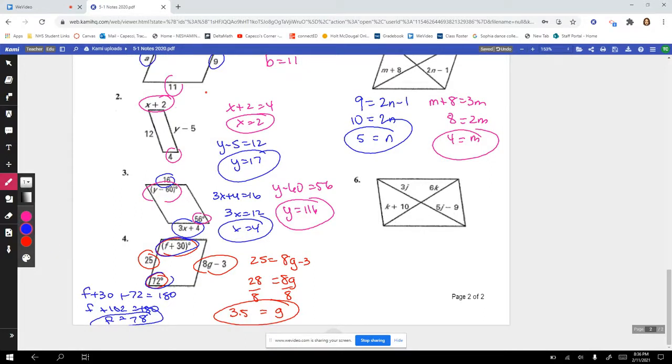Number 6, again, diagonal. So I have 3j is equal to 5j minus 9. So that gives me negative 2j is equal to negative 9. So j is equal to 4.5. And I have the other diagonal is k plus 10 is equal to 6k. So 5k is equal to 10. So k is equal to 2.